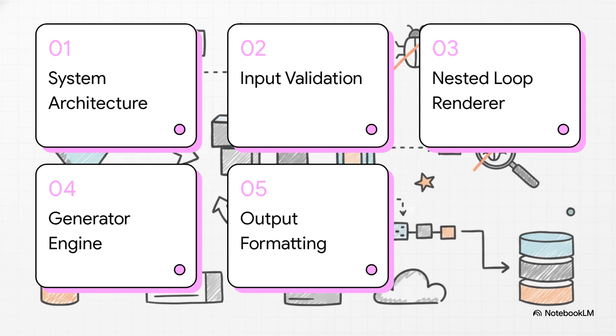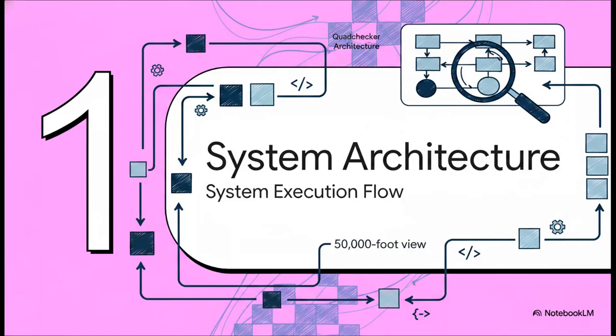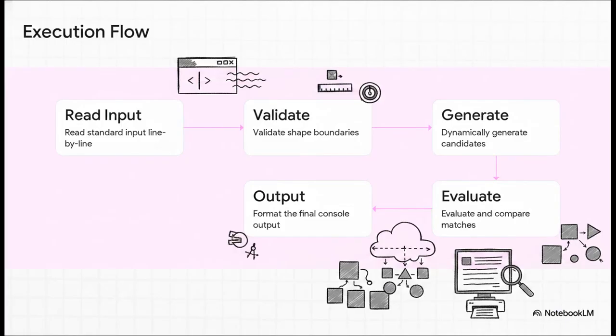We're going to follow the exact chronological data flow of the application today, straight from ingestion to that elegant generator engine. All right, section 1, the Quadchecker architecture and system execution flow. Let's grab that 50,000-foot view of how data actually moves through this pipeline before we get into the weeds of the code. The whole system executes in 5 very distinct phases.